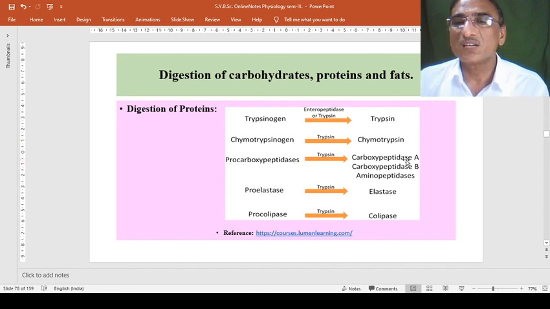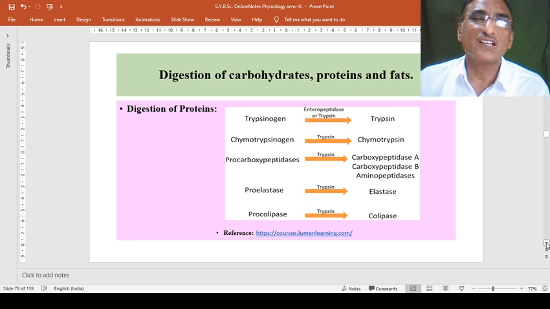Procarboxypeptidases convert into carboxypeptidase A, carboxypeptidase B and aminopeptidases. This is also a group of peptidases, in the presence of trypsin. So trypsin is the hero here, the main element responsible for the conversion. Proelastase converts to elastase in the presence of trypsin. Propolypase converts into polypase in the presence of trypsin. So these are other protein digesting enzymes that convert these activities for the completion of metabolism.